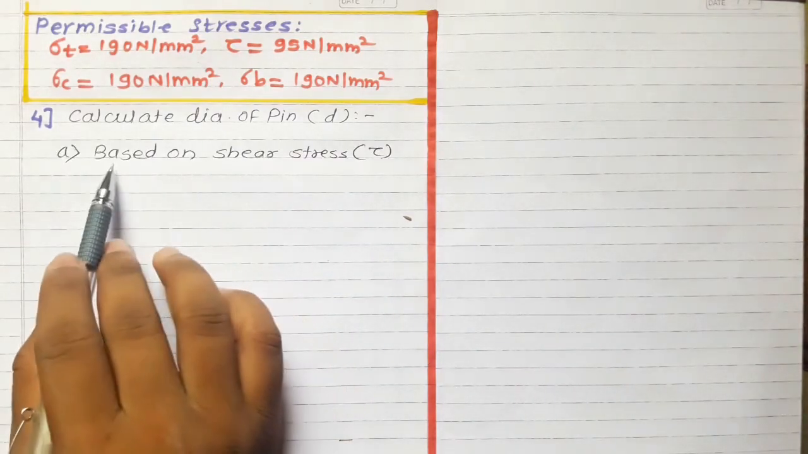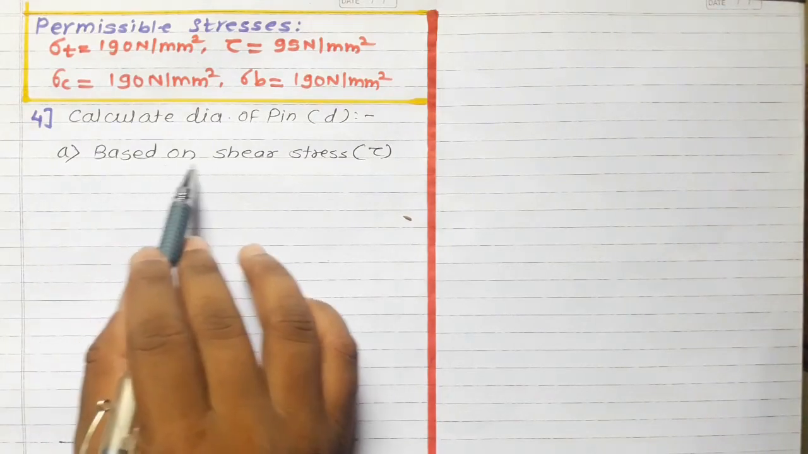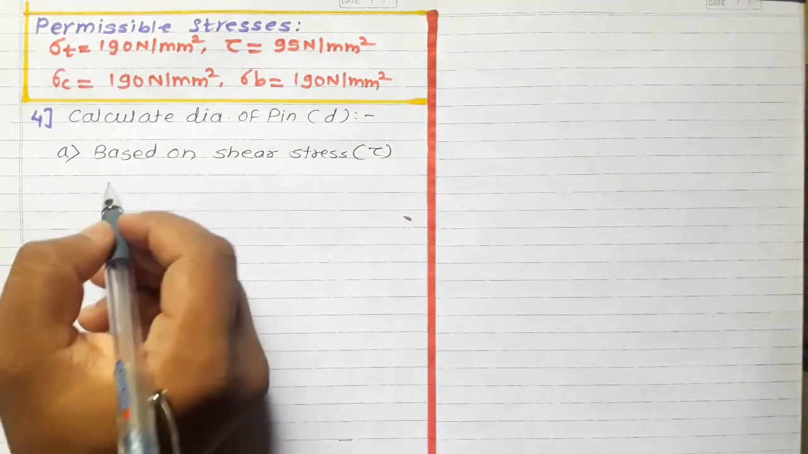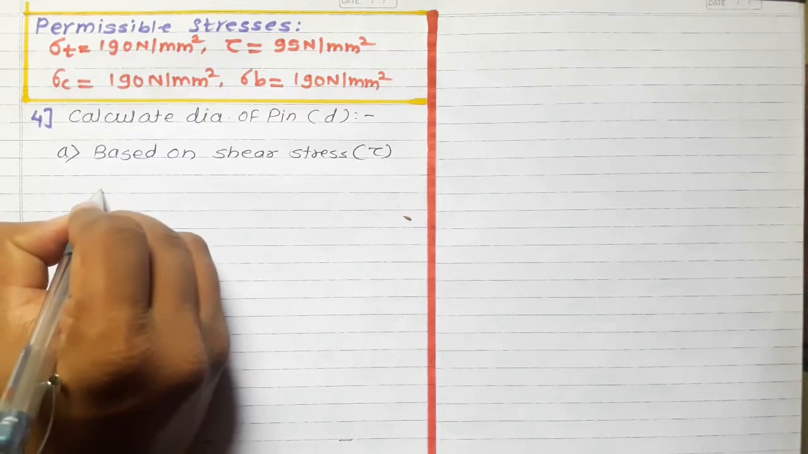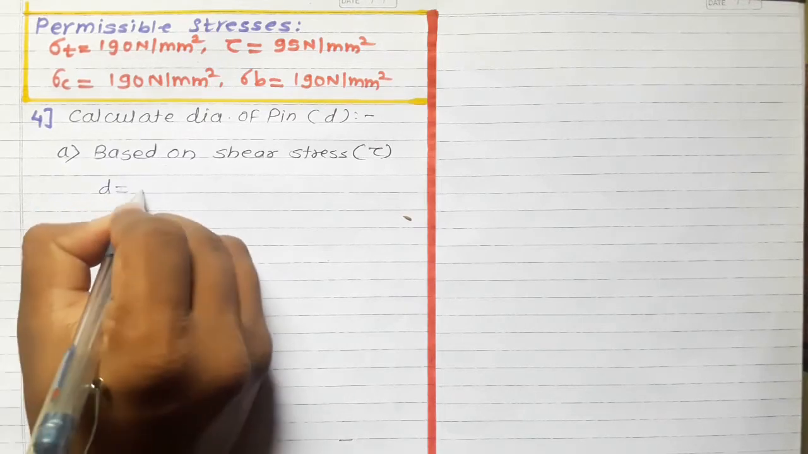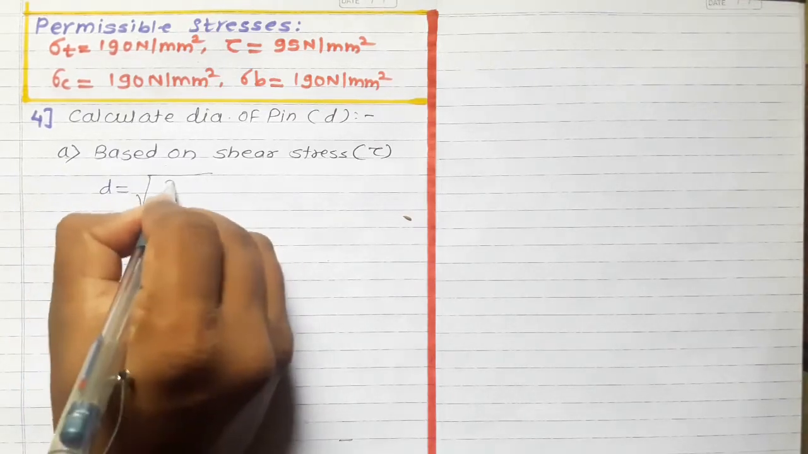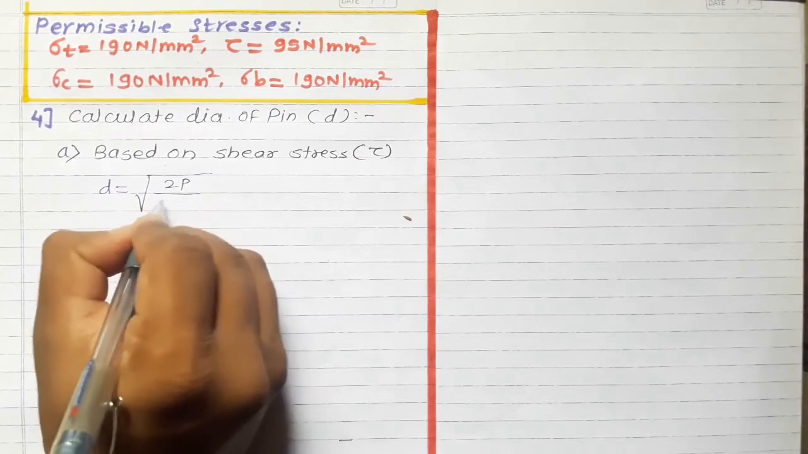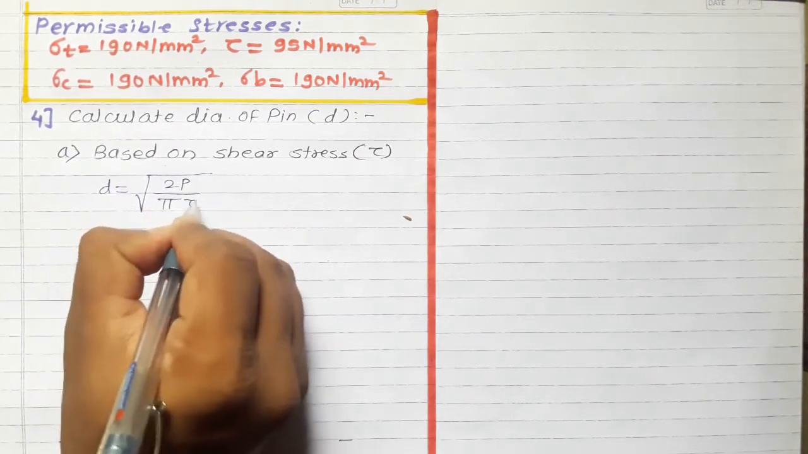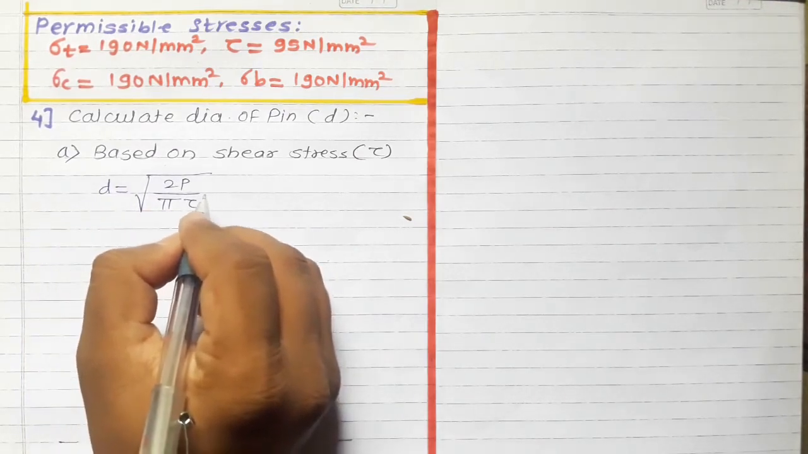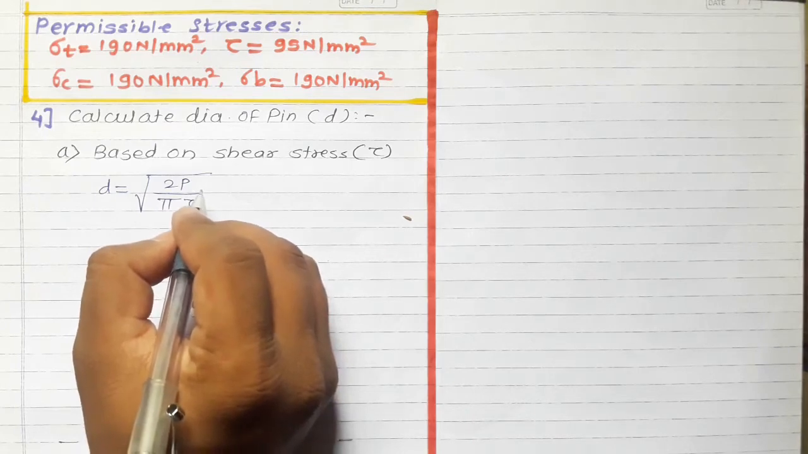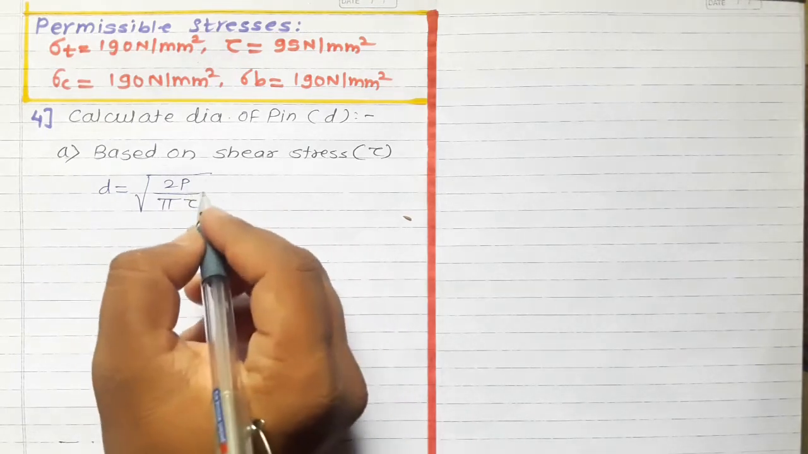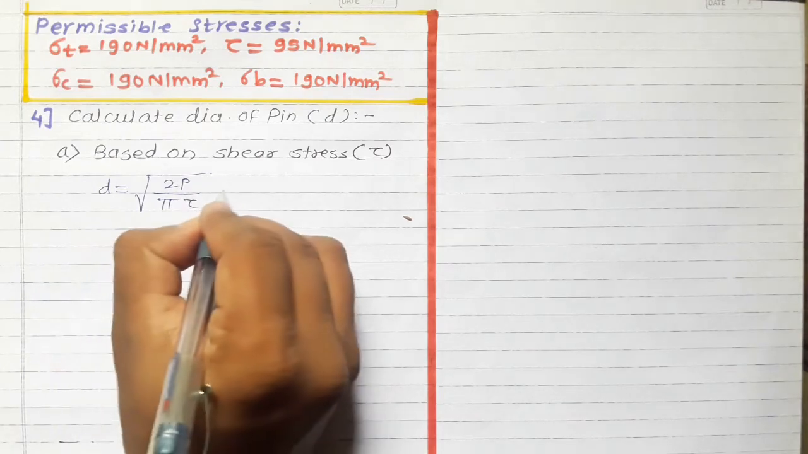Now, in order to calculate the diameter of pin based on shear stress, we know the equation D is equal to square root of 2P upon pi into tau. So this is the equation that we can refer from the design procedure of knuckle joint. Now let us put the value of P and tau here.